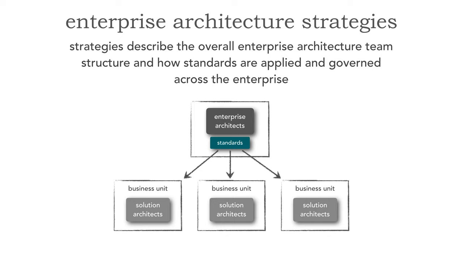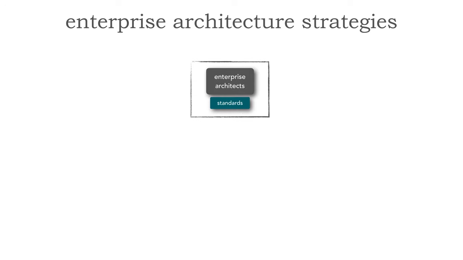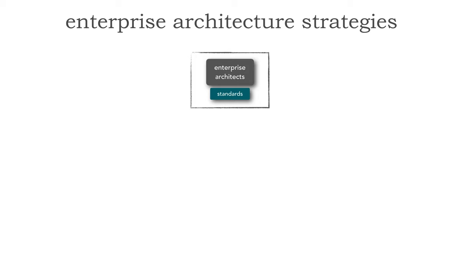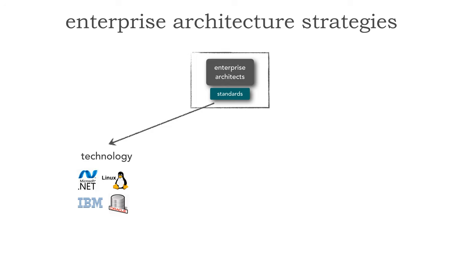teams. Let's talk a little bit about what those standards really mean, because there are four types of standards that could be defined and also governed by enterprise architecture teams. The first of those are technology standards, things like platforms and databases, operating systems, different products and frameworks. These could be standardized across the entire enterprise, within each business unit, or even within teams.